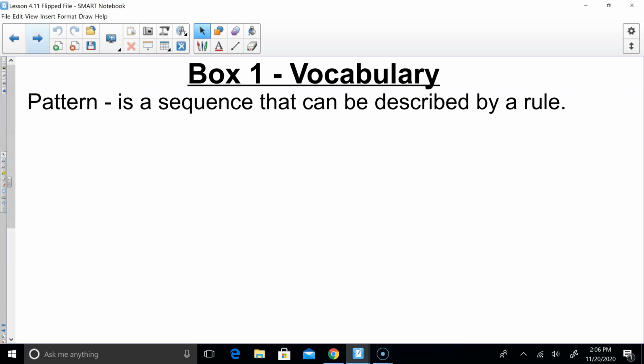So a pattern is a sequence that can be described by a rule. So you're seeing something, you describe it by a rule that applies to the pattern that we see. And we'll put that into use when we look at some patterns and some rules in our examples. So you can pause the video and write down this vocabulary word.